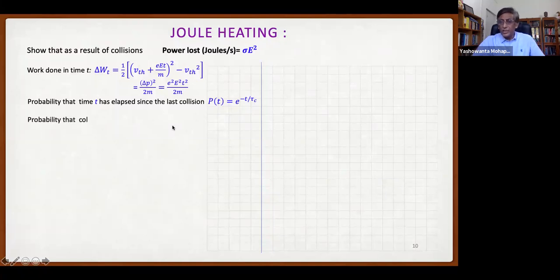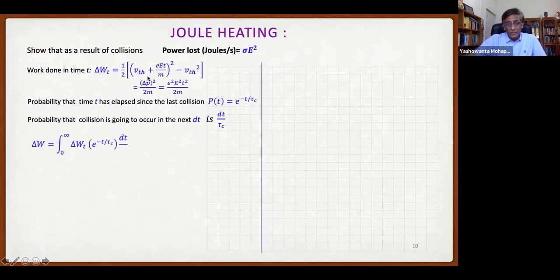And the probability that it will collide in the next small time dt is how much? It is dt by tau c. Within the small differential time dt, it is going to collide. So the probability that it has not collided is e to the power minus t by tau c, and the probability that it is going to collide in the next differential amount of time dt is dt by tau c. Hence I can calculate the total work done.